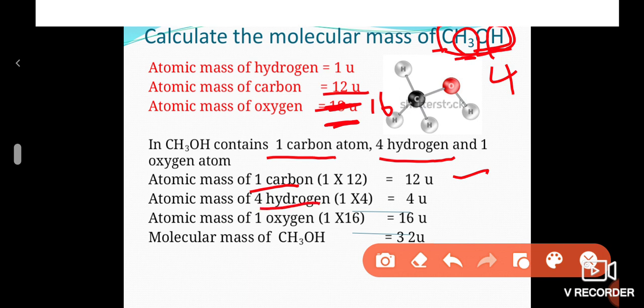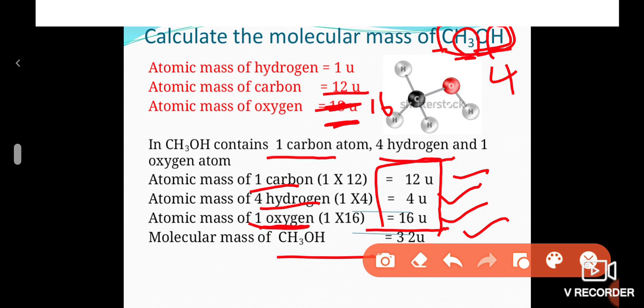Atomic mass of 4 hydrogen. 1 hydrogen means 1. So what about the 4 hydrogen? 4 U. Atomic mass of 1 oxygen. 1 into 16. So we get 16 U. And for molecular mass, we have to add all the masses of atoms present in it. We get 32. So what is the molecular mass of CH3OH? 32 U. Okay. In this way we have to do these kinds of problems.